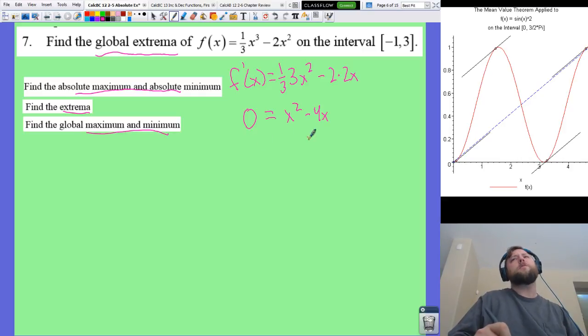And you're going to set that equal to 0. So solving that, I'm going to factor out x. So 0 equals x times the quantity x minus 4. And so my two critical numbers are x equals 0 and positive 4.